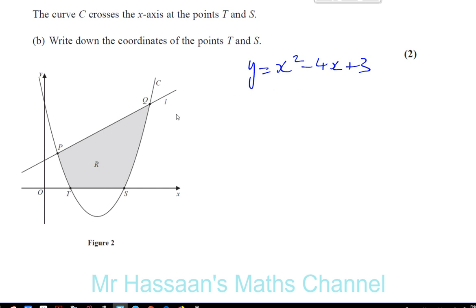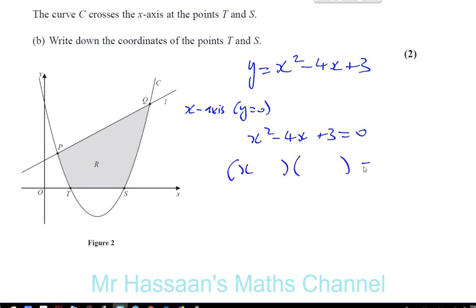So where does it cross the x-axis? We know on the x-axis, y is equal to 0. So we can say x squared minus 4x plus 3 equals 0, and we can factorize this quite simply. Okay, it's not a big deal to factorize that. You can see they both have to be negative. You've got to have 3 and 1. Okay, that gives you plus 3 as a product and minus 4 as a sum. So you can say x equals 3 and x equals 1. So we can say that T is the point 1, 0. And we can say that S is the point 3, 0.